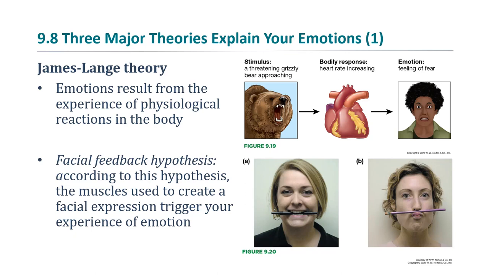According to this hypothesis, the muscles used to create a facial expression trigger your experience of emotion. So you can see the similarities: if you put your face into a smile, it makes you feel happier. If you put your face into more of a frown, it makes you feel sadder. Your emotions are responding to your body, as the James-Lange theory says.